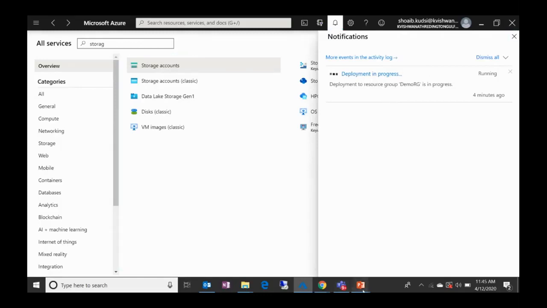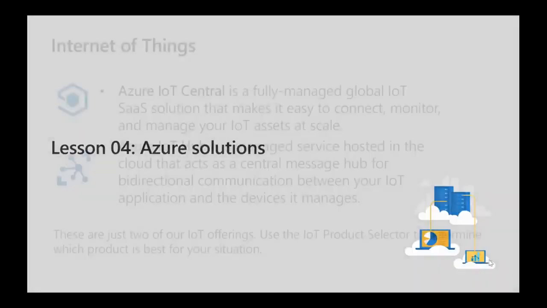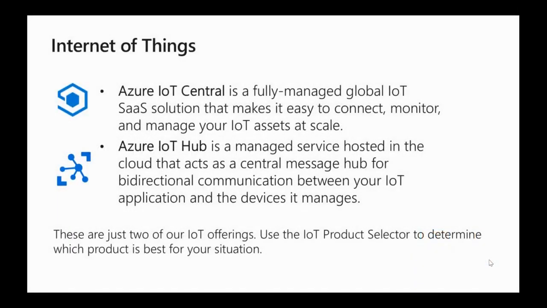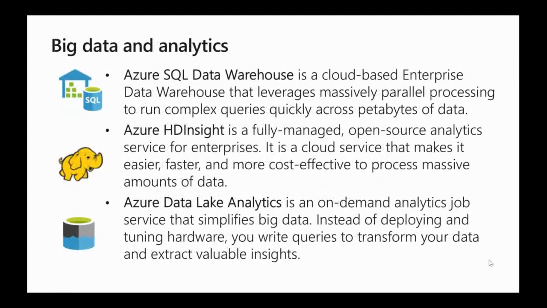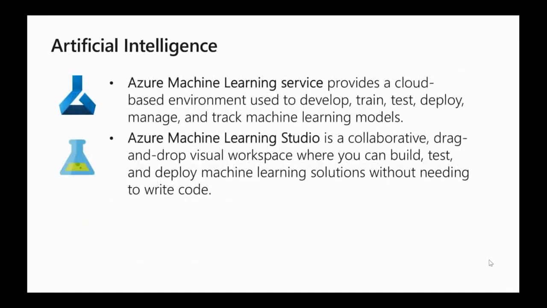But as it's taking time, let's quickly go to the other solutions that are available. So in Azure, we have many solutions like the IoT, Internet of Things, which is a fully managed global IoT SaaS solution, which is easily available to connect, monitor, and manage your IoT devices. And then we have the IoT Hub, the hub where all the IoT services will be kept. And then for big data and analytics, we have Azure SQL Data Warehousing, we have HD Insight, and we have Azure Data Lake that is available for big data. And for AI, Azure has its Azure Machine Learning Services and Machine Learning Studio.